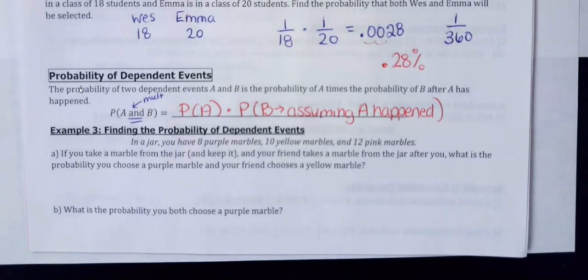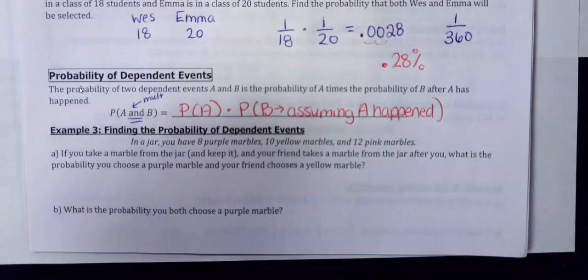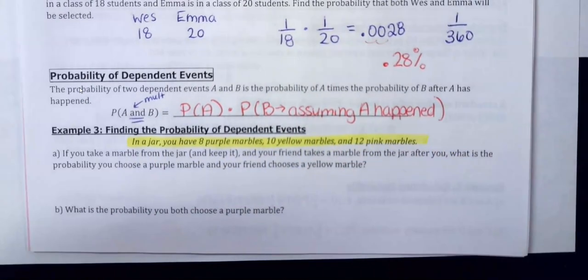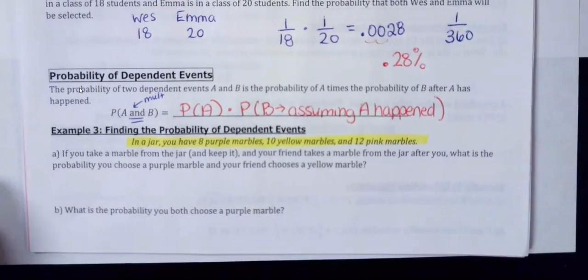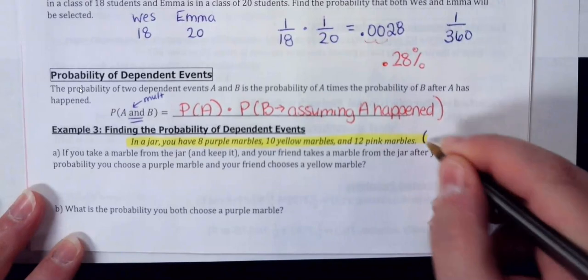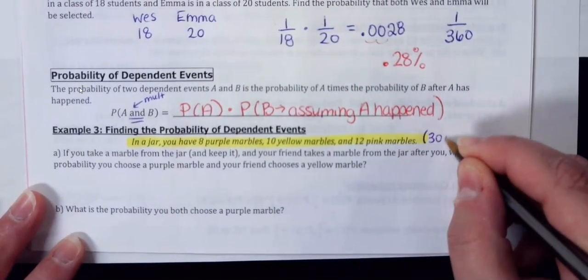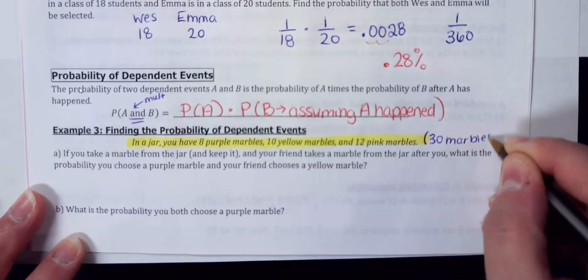Okay. So here's my little example here. It says in a jar we've got 8 purple marbles, 10 yellow marbles, and 12 pink marbles. So if you just add those together just real quick to get the total, you have 30 marbles there. Just adding 8, 10, and 12.